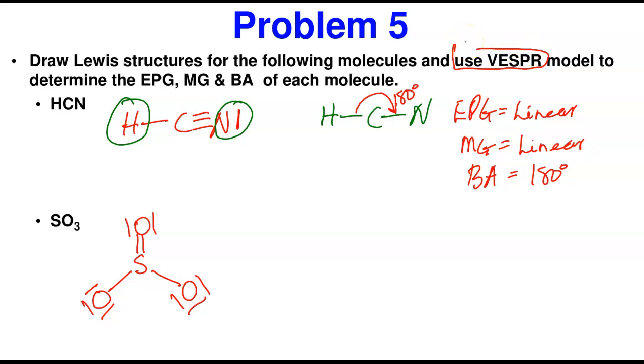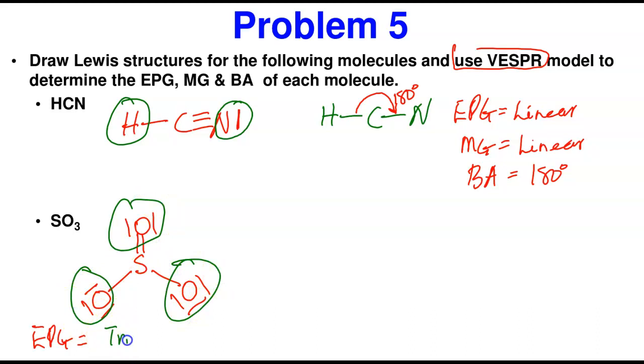So if you look at it, there's no lone pair. What it means is that the electron geometry is going to look the same. So the EPG will be: there are three things attached here, one, two, and three. This will be a trigonal pyramid. No, trigonal planar, sorry. Trigonal planar.